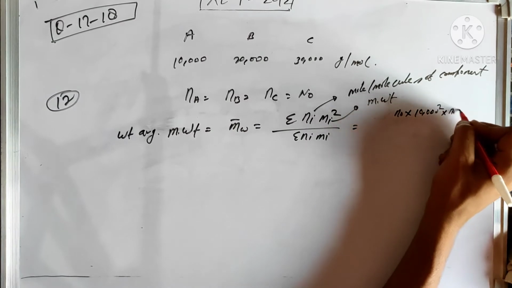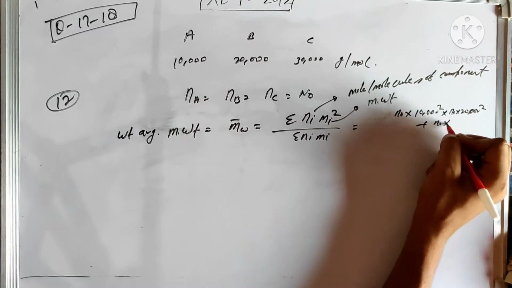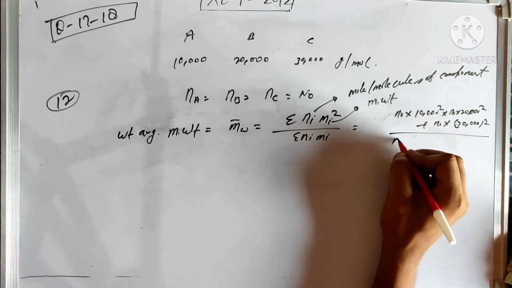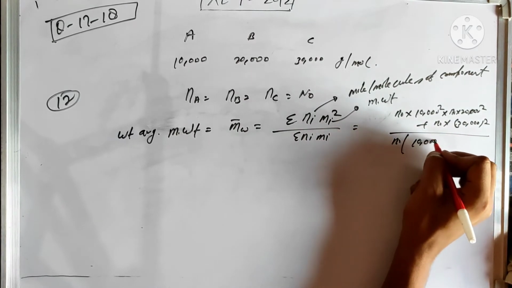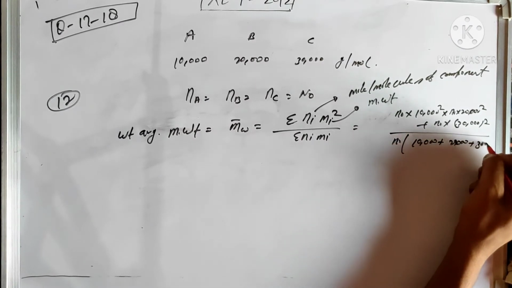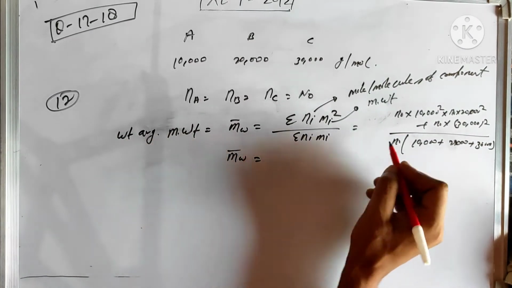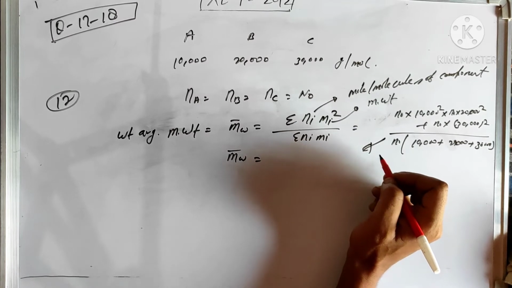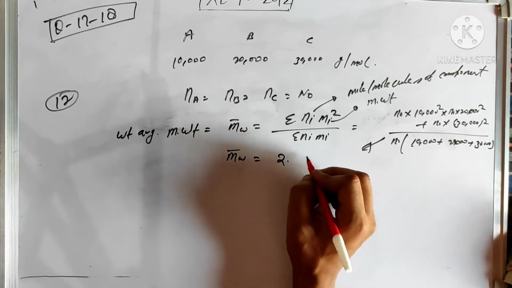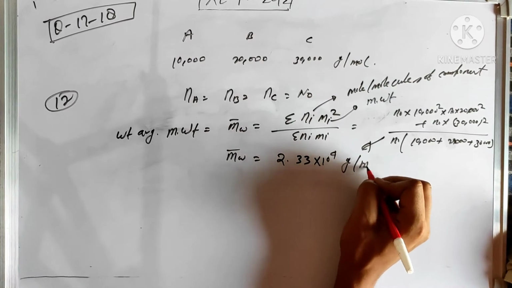So N naught into 10,000 squared plus N naught into 20,000 squared plus N naught into 30,000 squared, divided by N naught into 10,000 plus 20,000 plus 30,000. Then after the calculation, you get the weight average molecular weight of the polymer equal to 2.33 into 10 power 4 gram per mole.